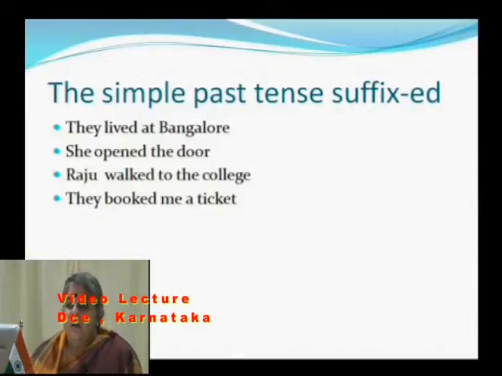Now, this particular second inflectional suffix I have given. What is that? The simple past tense takes the suffix ed.